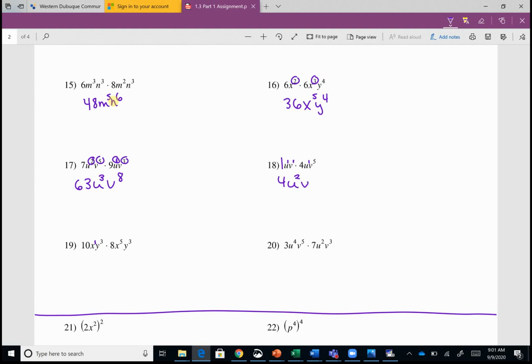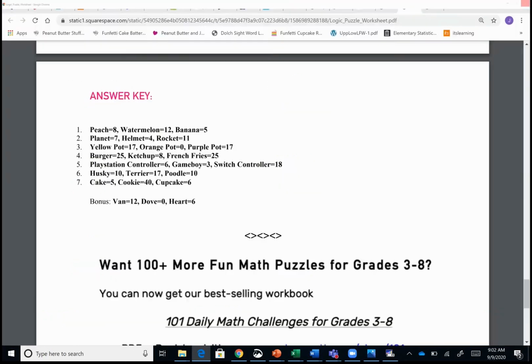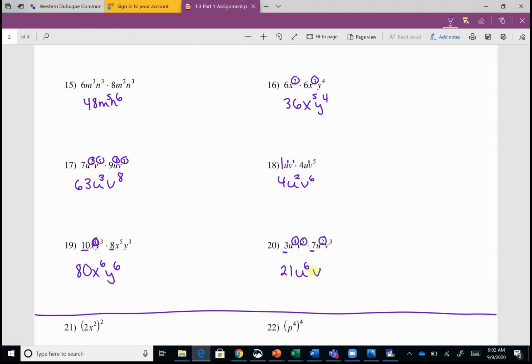Number 19, 10 times 8 is 80. x to the 1 plus 5 is 6. y to the 3 plus 3 is also 6. Don't forget there is a 1 on that first x. And then in number 20, we have 3 times 7 is 21. u to the 4 plus 2 is 6. v to the 5 plus 3 is 8. So go ahead and check yours over.